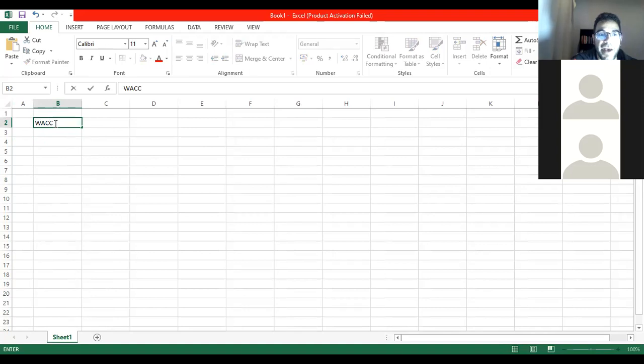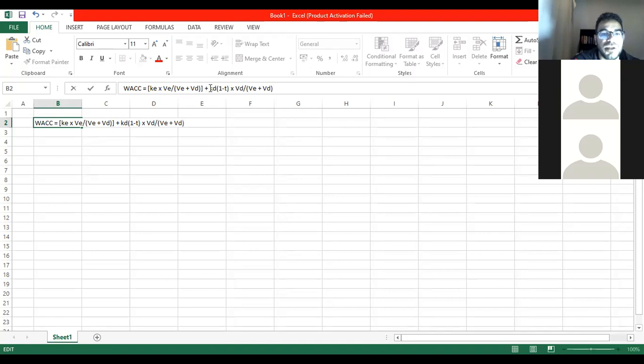Weighted average cost of capital, WACC, equals cost of equity multiplied by the value of equity divided by the value of equity plus the value of debt, plus cost of debt multiplied by 1 minus t, meaning after tax rate, multiplied by the value of debt divided by the value of equity plus the value of debt.